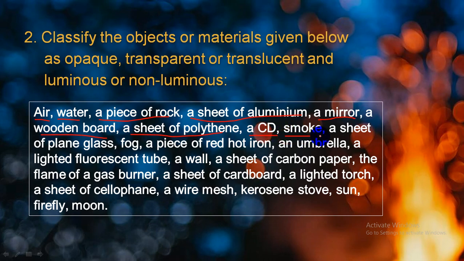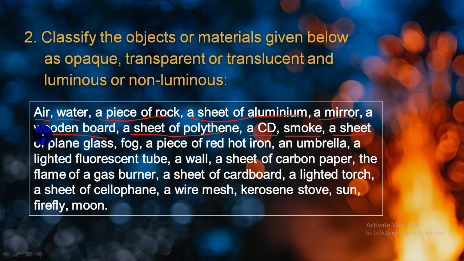Moving to the next, smoke. Smoke is a mixture of different gases. Understand? So it is translucent. You cannot see completely through smoke. So it is translucent and does not emit light. Hence it is non-luminous.